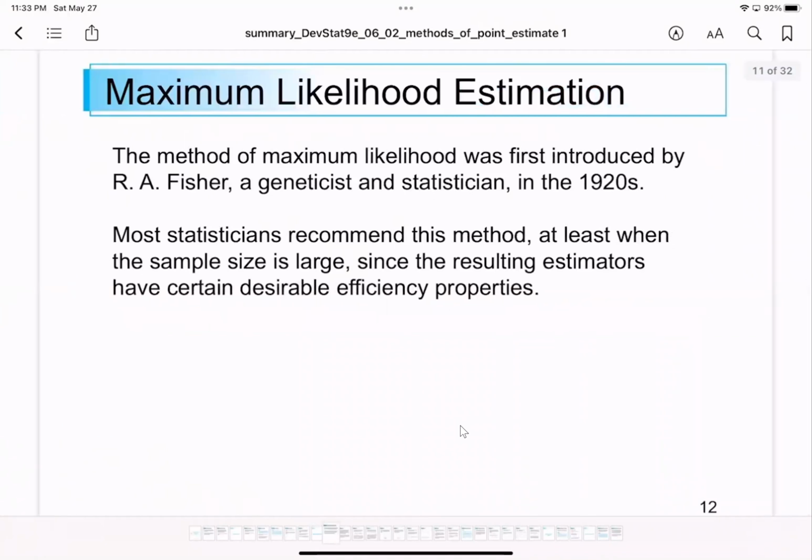This method was actually introduced by R.A. Fisher in the 1920s. Even though it was a long time ago, it's still very popular and very powerful, and even has a good efficiency in the sense that the estimator obtained with this method has approximately minimum variance and is also approximately unbiased.